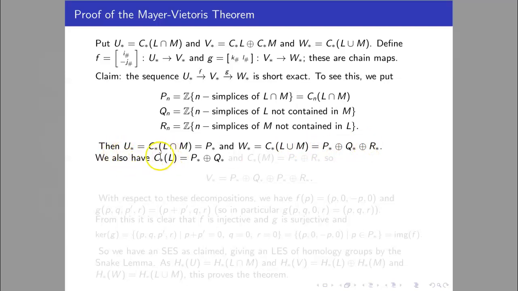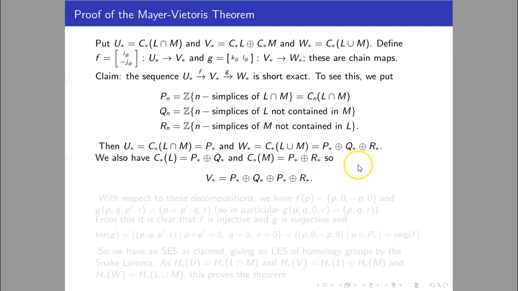And so the chain complex for L, you can split that up into two parts. That's the n simplices in L. There are some of them that are contained in M, which means that they must be contained in L intersect M, so that's your P. And then there's the ones that are contained in L but are not contained in M, that's your Q. So C star L is P star plus Q star, C star M is P star plus R star, in the same sort of way. And our V star, remember, V star was the chain complex for L plus the chain complex for M. Chain complex for L is P star plus Q star. Chain complex for M is P star plus R star.